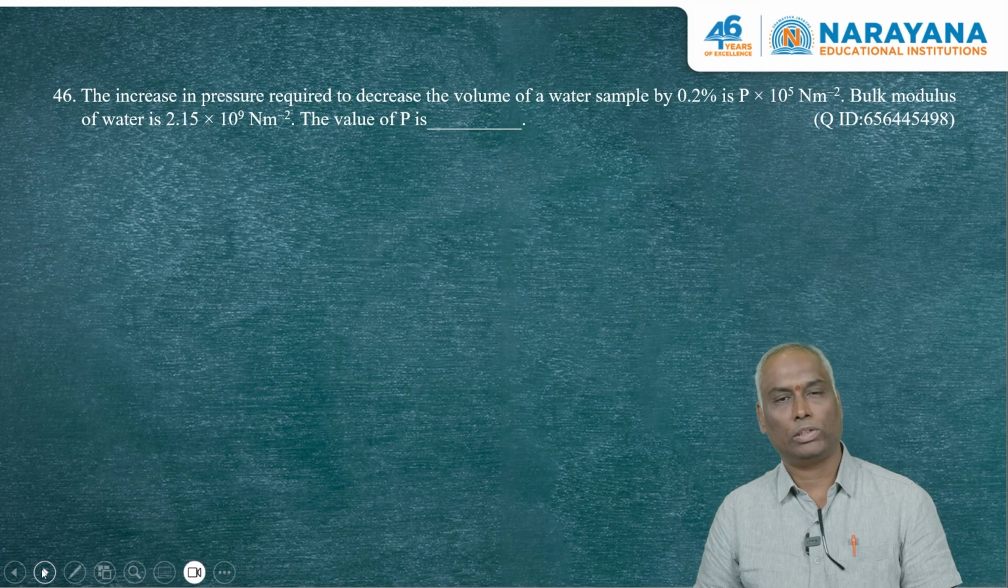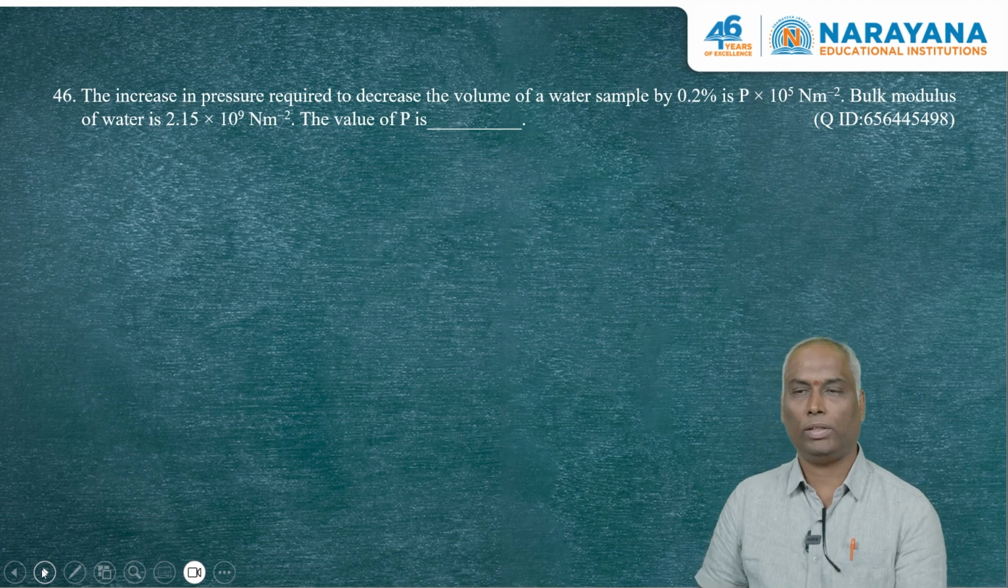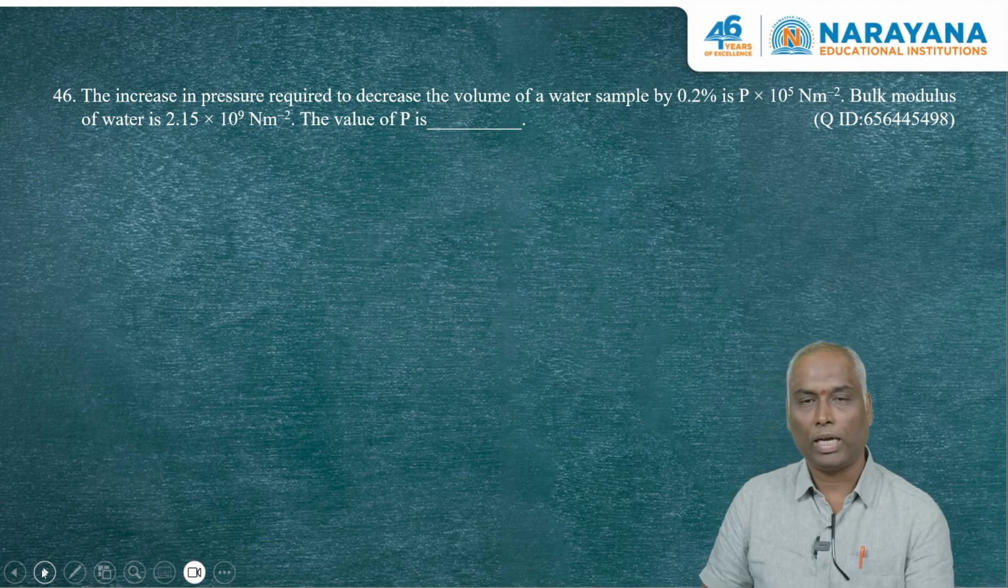Question number 46. The increase in pressure required to decrease the volume of a water sample by 0.2% is P into 10 power 5 Newton per square meter. Bulk modulus of water is 2.15 into 10 to the power of 9 Newton per square meter. The value of P is. So here they have given the decrease in volume, bulk modulus is given, and you are asked to find out the increase in pressure.